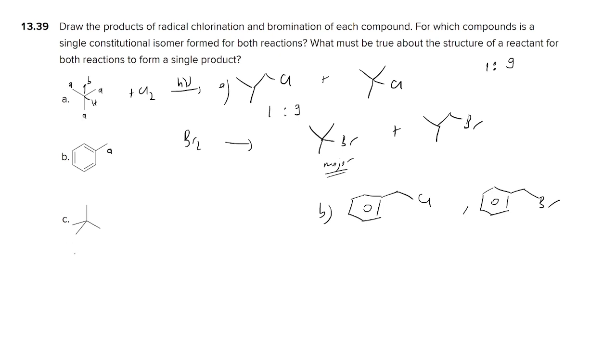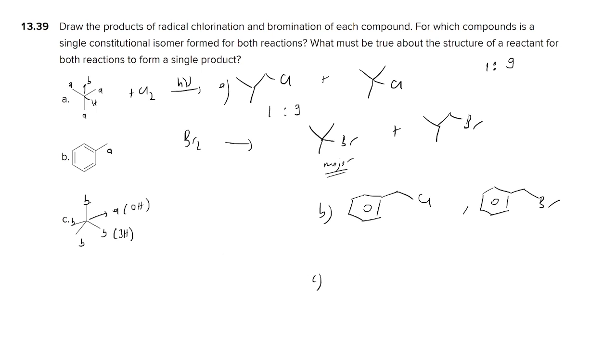Let's look at option C. In option C, we have two different types of carbons. So let's label this one A. And we have also the periphery carbons, all having 3 hydrogens. Carbon A is a quaternary carbon, surrounded with 4 carbons. We don't have any hydrogen, so we will say 0 hydrogens. For the B positions, we have 3 hydrogens. So for that reason, we are going to end up with only one chlorination and one bromination product.